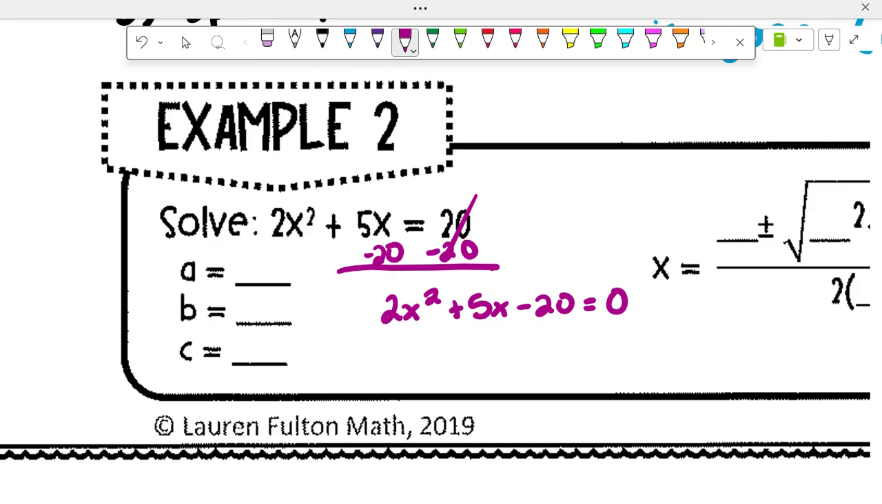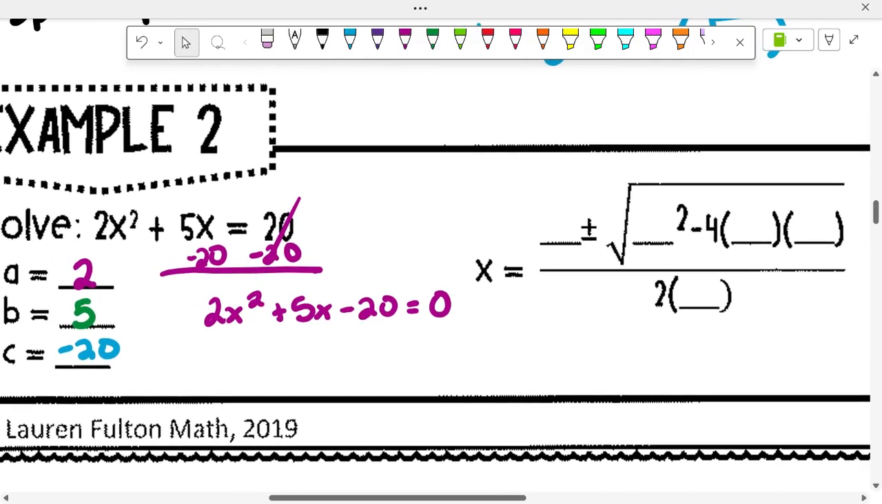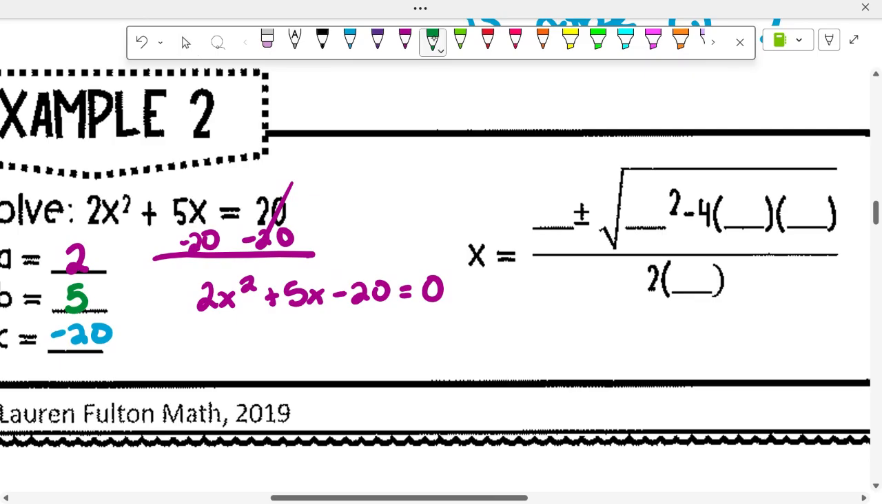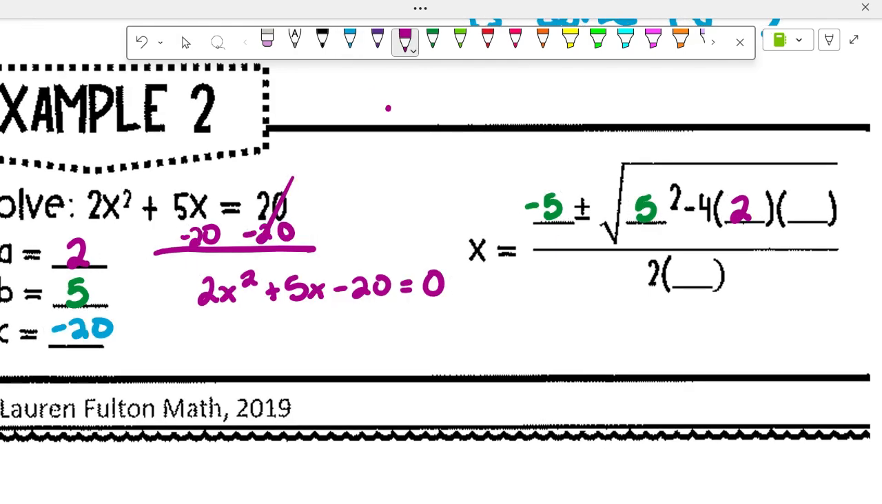Now we can identify a, b, and c. So what's my a value? 2. What's my b? 5. And what's my c? Negative 20. All right. So now let's put in the formula. So what do I put first? Negative 5 plus or minus the square root of what? 5 squared minus 4 what? 2 times negative 20, all over 2 times what? 2.